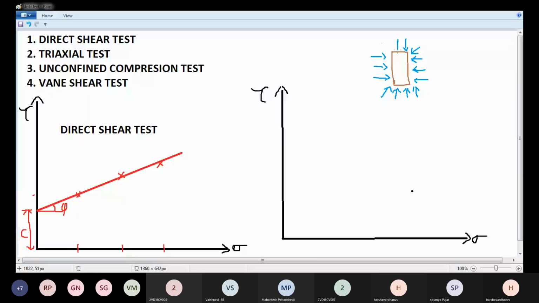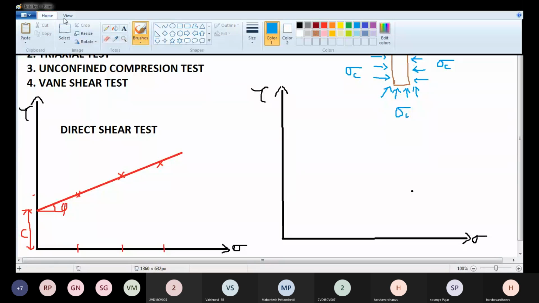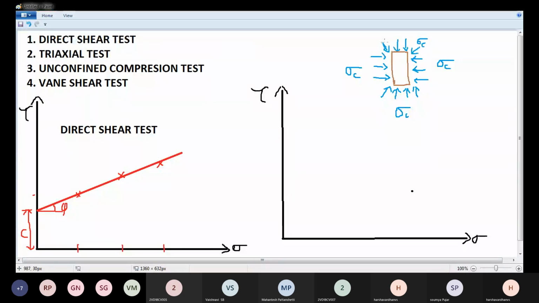Then after applying the pressure on water, which acts on the soil sample and is called cell pressure, it is denoted as sigma C. Sigma C is acting in all the directions. Okay, we will apply vertical load.